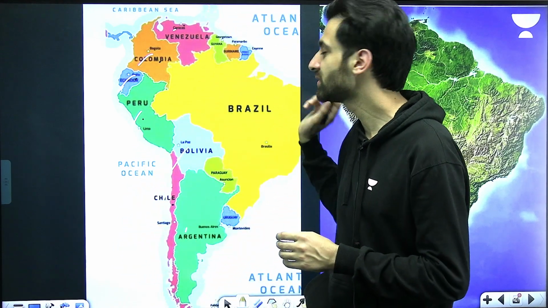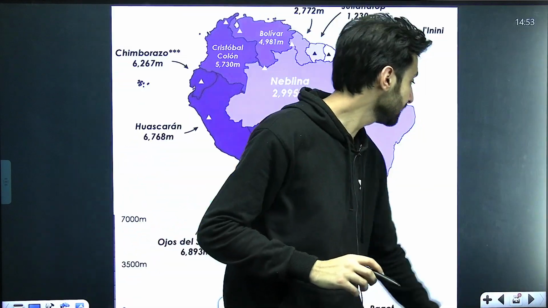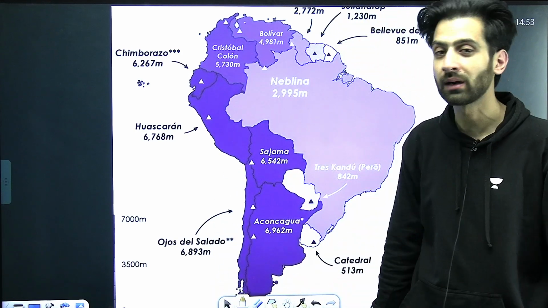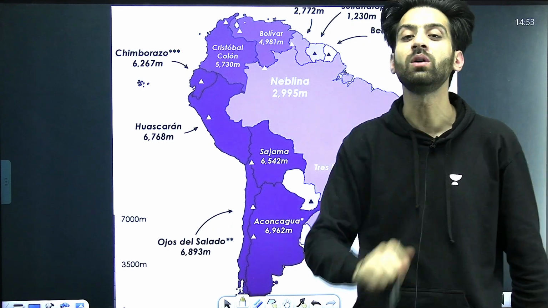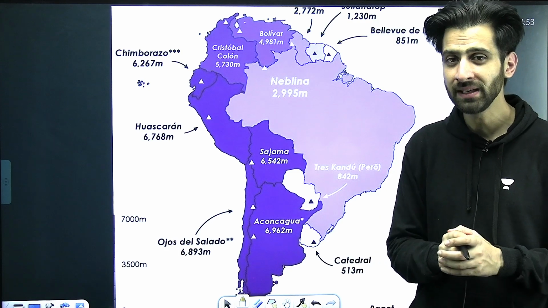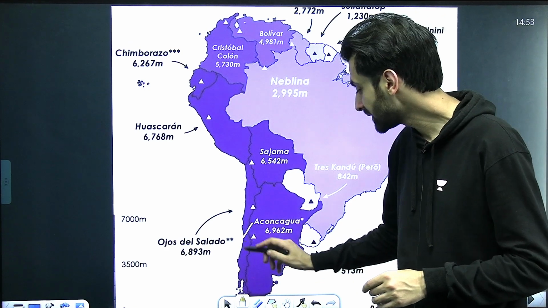Andes mountain range, first of all, remember this mountain range is known as Andes, and Andes is the world's longest mountain range, passing through 7 countries. That is the Andes mountain range that starts from here and goes up to the southernmost part of the South American continent.